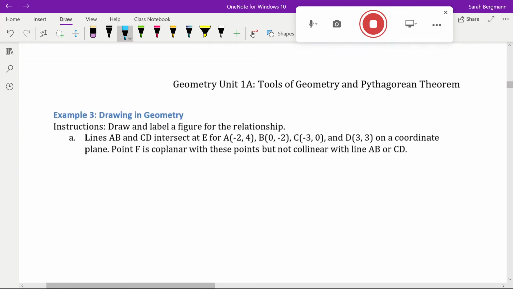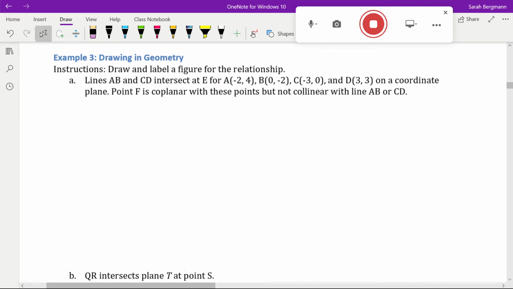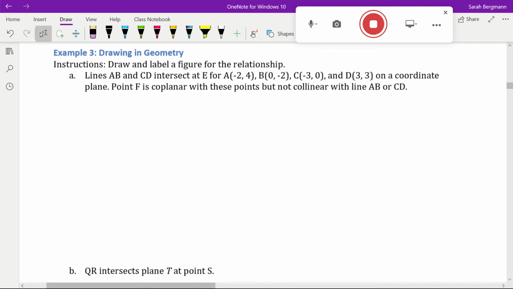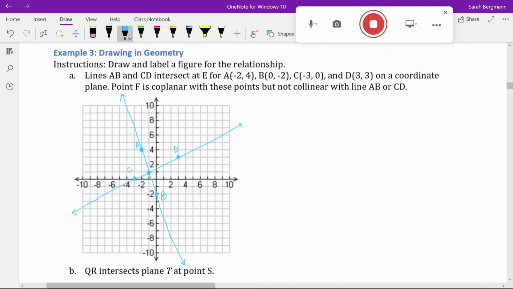All right, let's do these examples. It says draw and label a figure for the relationship. So the first thing I'd like you to do is go ahead and plot those 4 points A, B, C, and D on the coordinate plane. Pause your video and do that. Here's what it should look like.